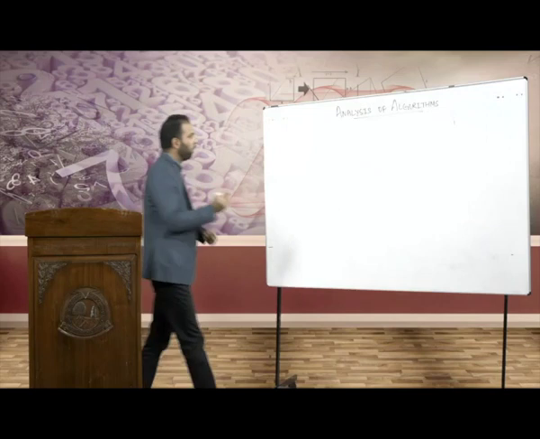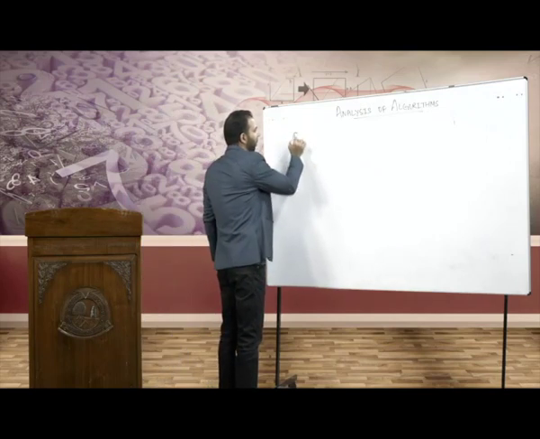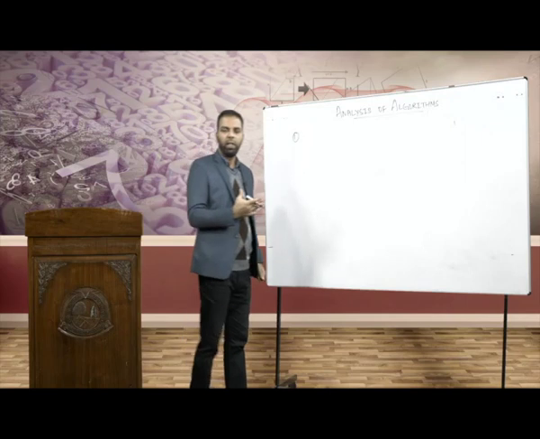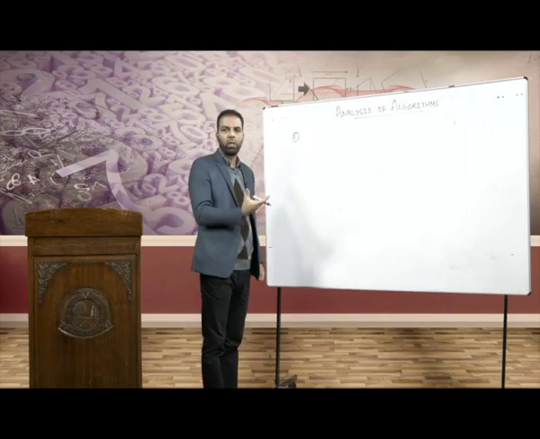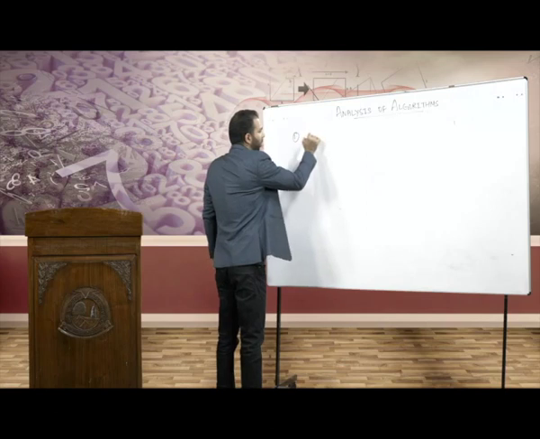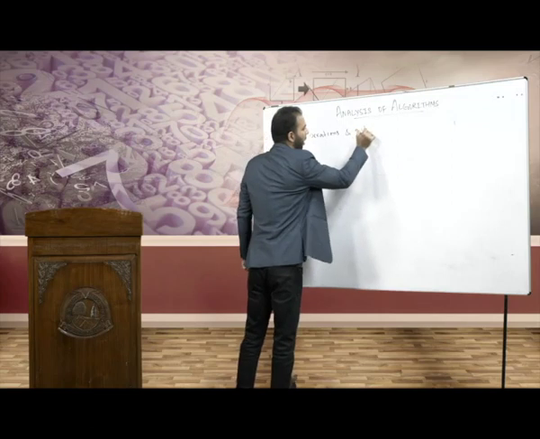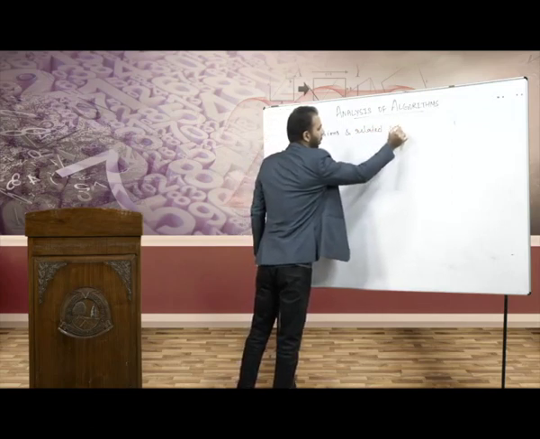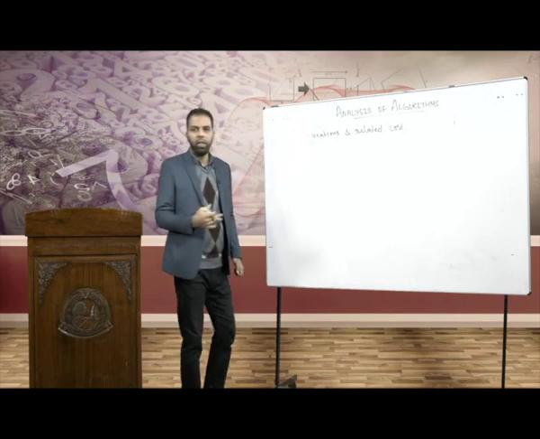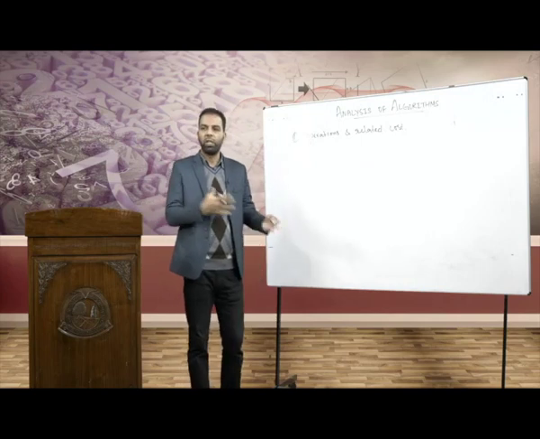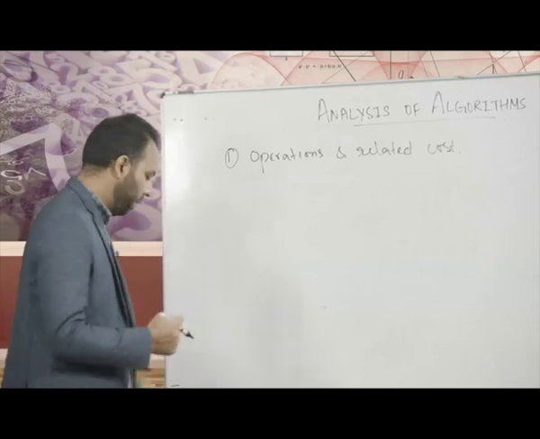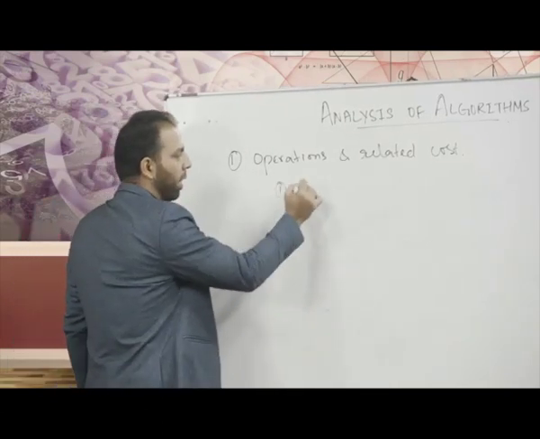Now, when we have to analyze your algorithm, we have two tasks at hand. The first task is that we have to identify the operations and the costs associated with them. So the first one is operations and related cost. If we think about the types of operations that can be there in our algorithm, the first one that comes to mind is arithmetic.